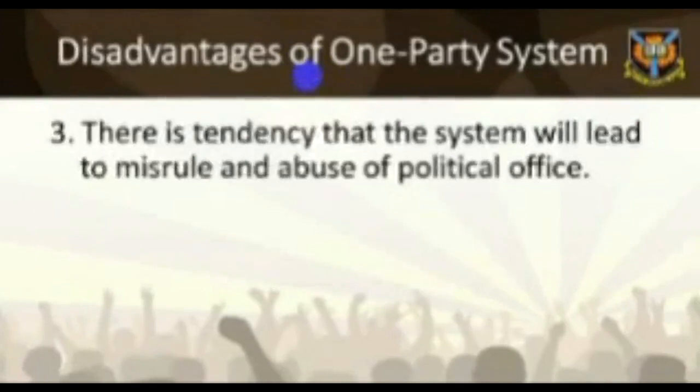3. There is a tendency that the system will lead to misrule and abuse of political office. With the absence of opposition parties and limited choice for people to express their opinions in elections, the government is likely to be less effective in carrying out its official functions because there is no alternative party to which the people can give their mandate if the ruling party fails to take care of the yearnings of the people.